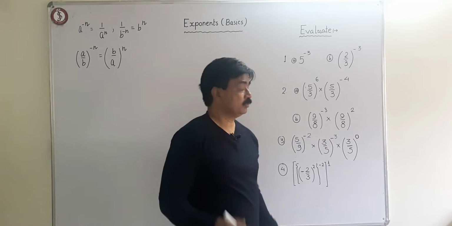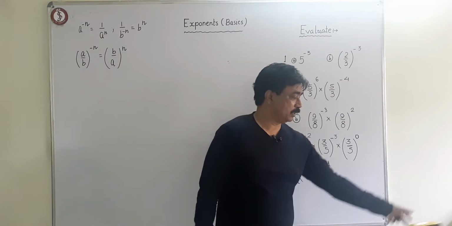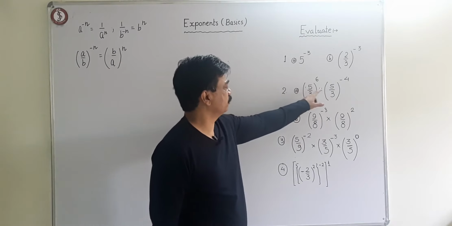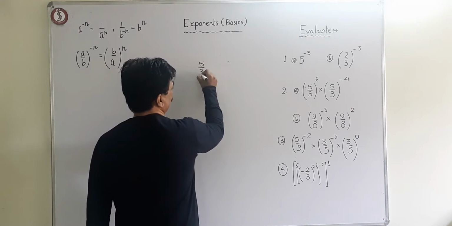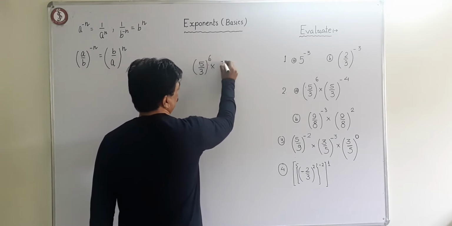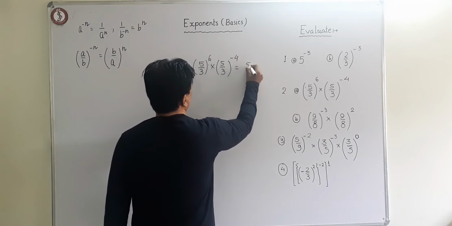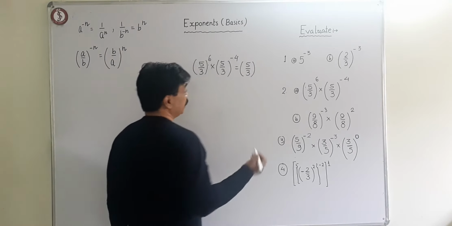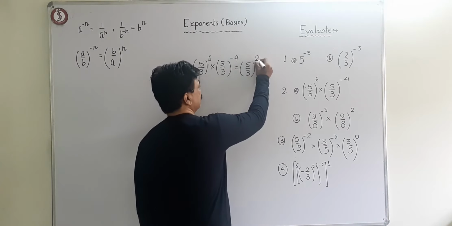When you have singled out a term and there is a power, then we apply these rules. But we also know the laws, no? In the product of two numbers with powers or exponents, what happens? In a product you add the powers. So 5 by 3, then you add 6 and minus 4. 6 and minus 4 should be added. So 6 minus 4, what is this?